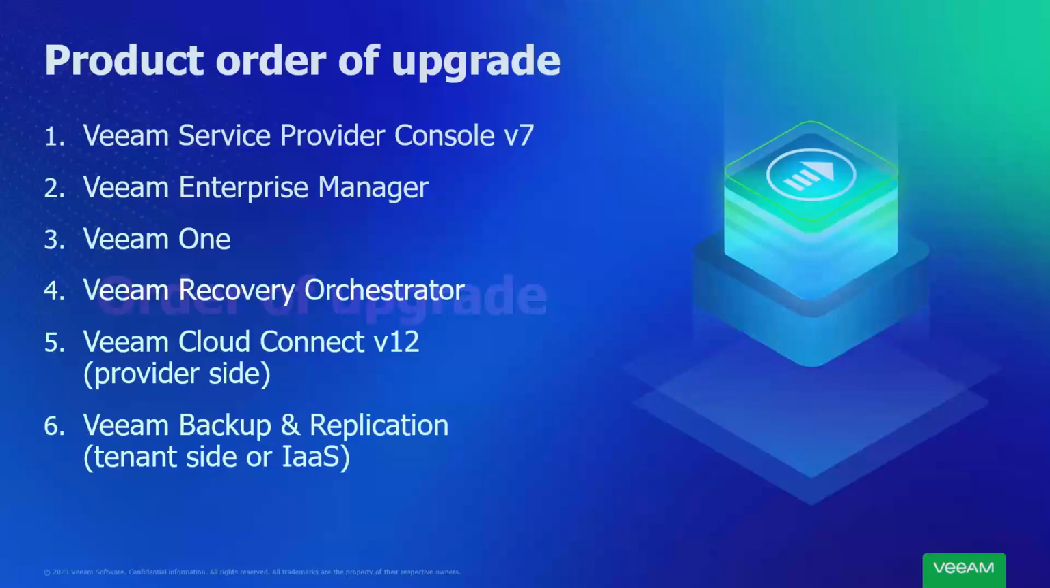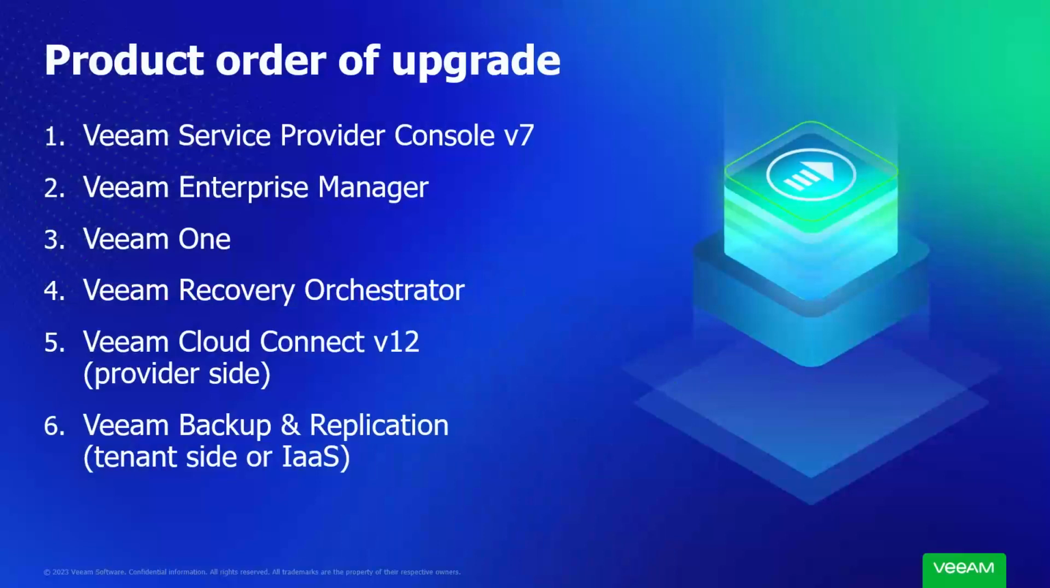Now, regarding the order of upgrade, this is also of significant importance. The idea here is that you need to start with the top management product, which are like a management pane of glass, and then move to the actual VBR product. So if we look at the overall hierarchy of Veeam infrastructure, we start with the top monitoring and controlling products, which are Service Provider Console and Enterprise Manager.